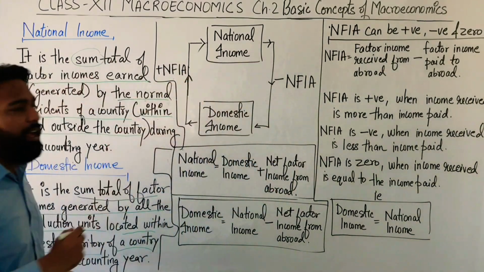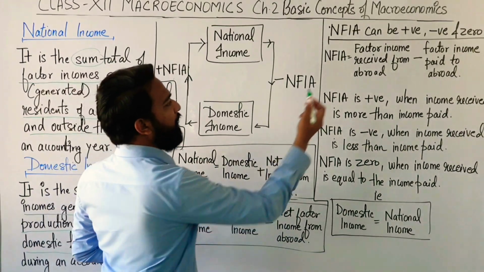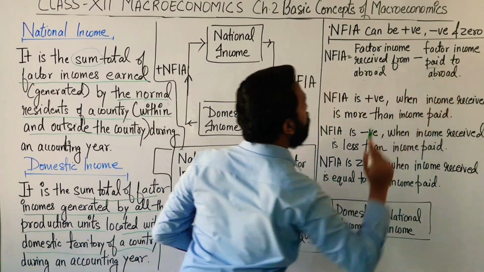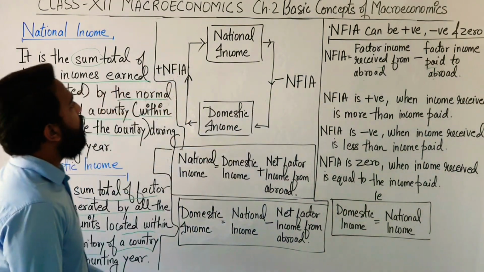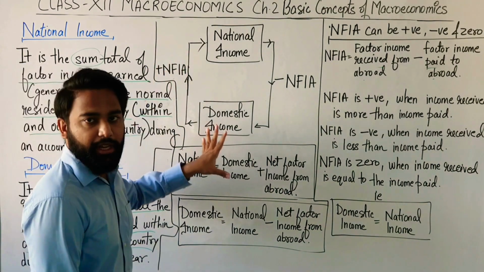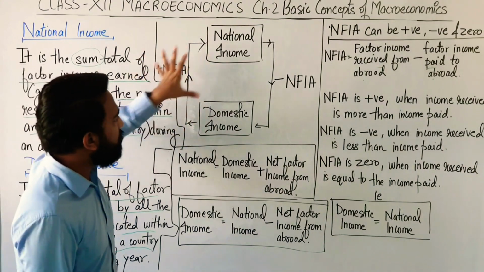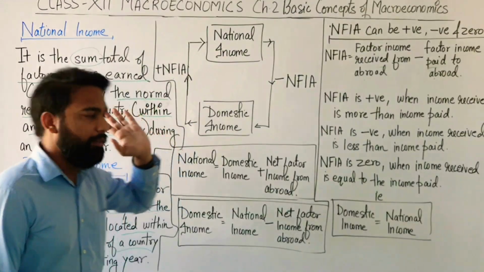What is NFIA? Net factor income from abroad. And what is its formula? Factor income received from abroad minus factor income paid to abroad. We will calculate NFIA. Now, we need to calculate national income from domestic income and domestic income from national income. With these three things, two things will be given and you have to calculate the other thing.